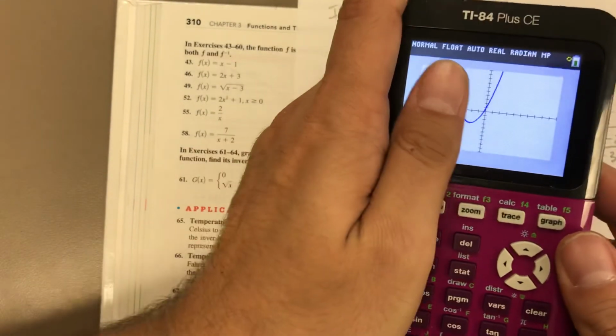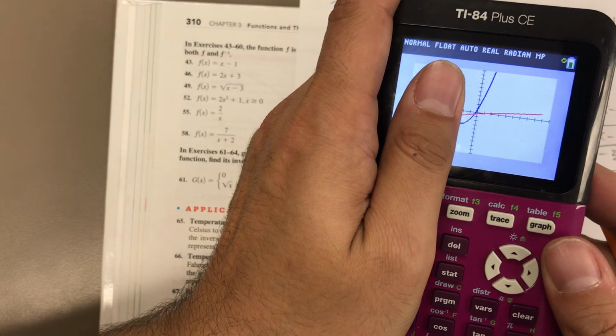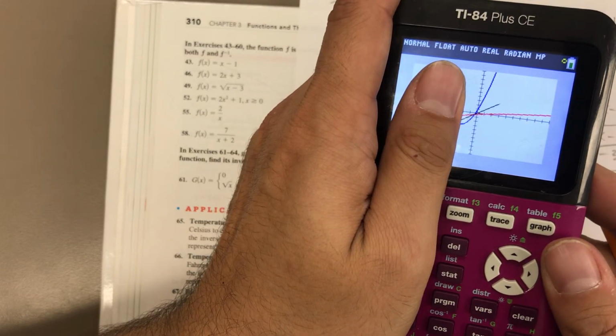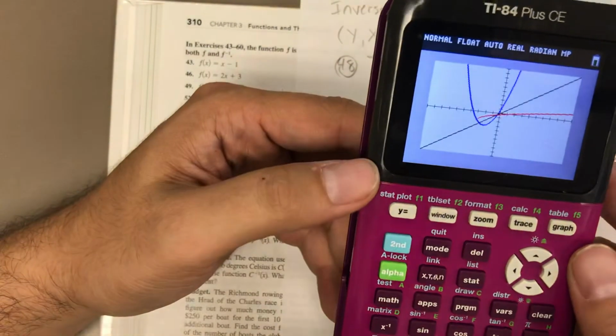Okay, so there it is. Imagine that half of the graph is gone. And then there's our reflection over the line y equals x for the inverse. There we go. So yeah, pretty neat stuff, right?